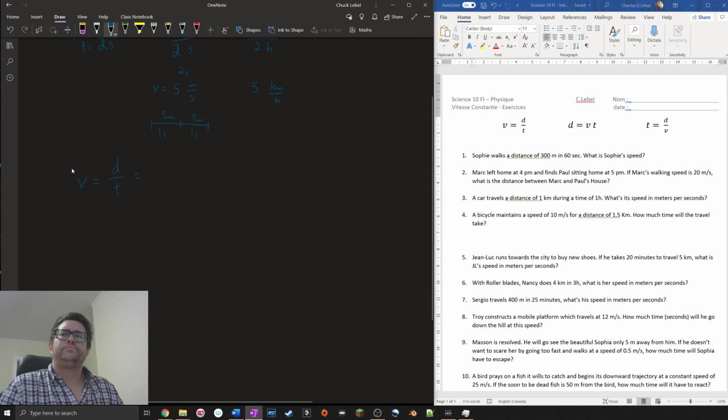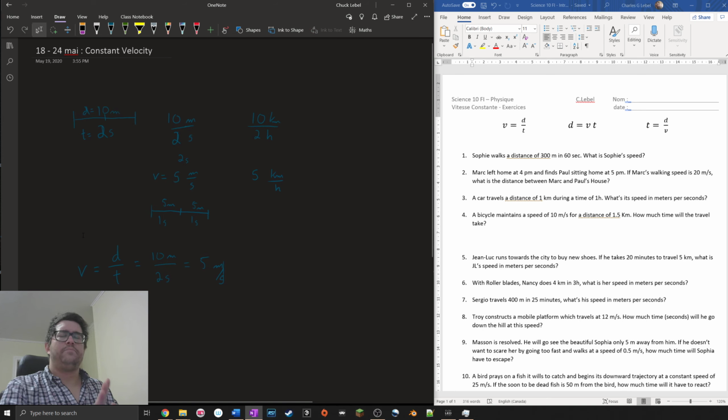By using this formula, if we put again the information, 10 meters, 2 seconds, we get 5 meters per second. And 5 meters per second is a velocity. And it is the velocity in our situation. It's a rather simple situation where everything makes sense. There's nothing that does not make sense. Like 5 meters per second makes sense.